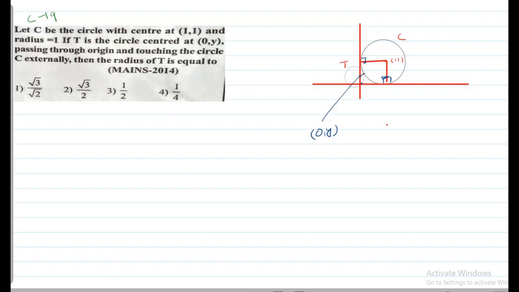So this point of tangency and these three are collinear, this point and this point and this point are collinear. So what is the one of the point here? This is 0 comma y, the point of tangency, this is the center of the circle 1 comma 1, these are collinear. So what is this? This length is 1, automatically this becomes the radius, this is y. So y plus 1 is nothing but the distance from 0 comma y to 1.